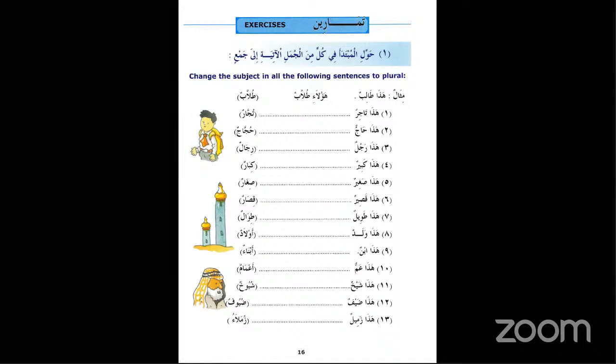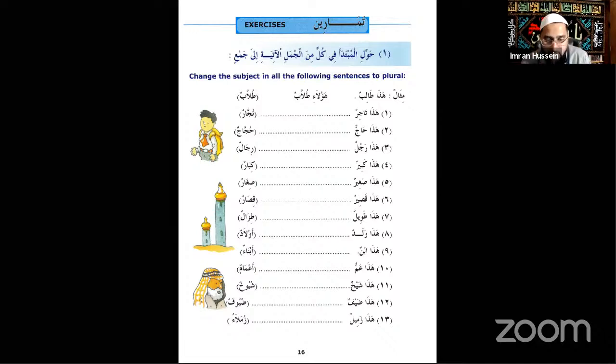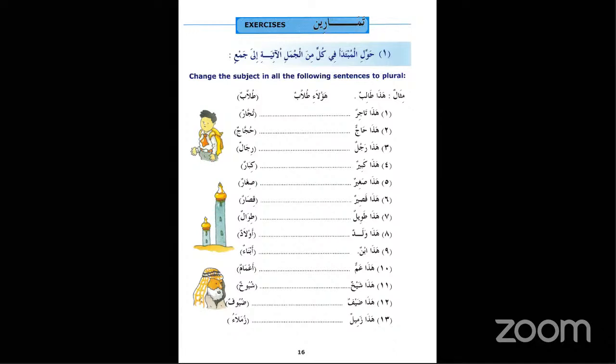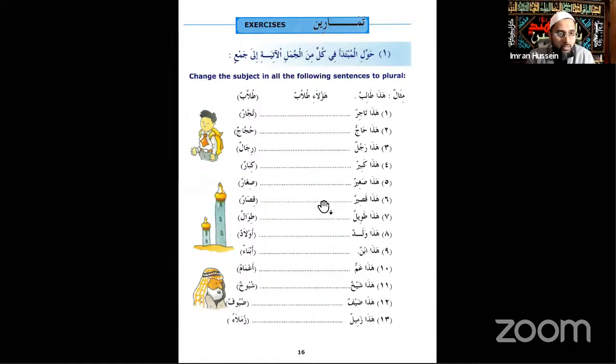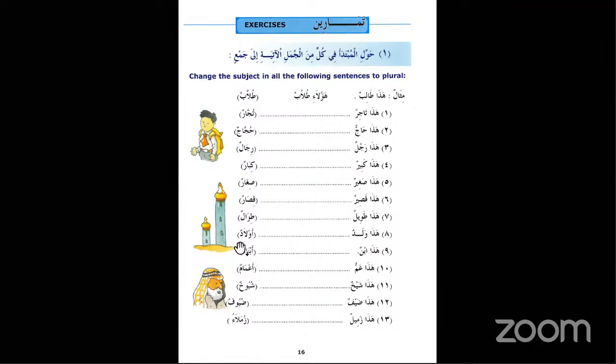Haza zaifun. This is a guest. Haulai duyufun. These are guests. Haza zamilun. This is a colleague. Haulai zumala'u. These are colleagues. Excellent. Okay, can I have the next person on the mic? Sister Samina. Can you please tell me the meaning of sheikh?